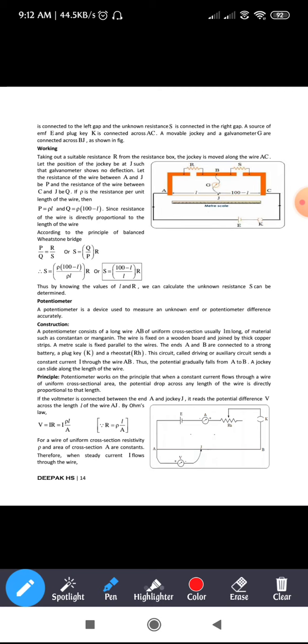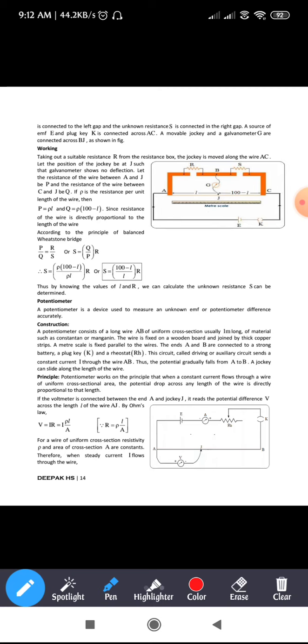At some point the galvanometer reaches zero deflection. When the galvanometer reaches zero deflection, it is said that the bridge is balanced. At that time, we are going to note down that value, at which the galvanometer is reading zero deflection.